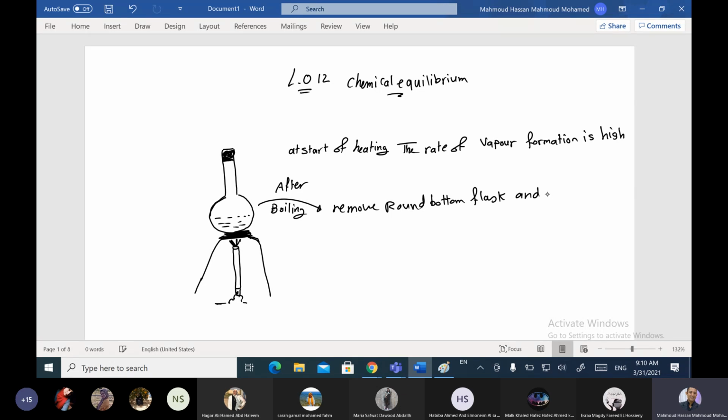and put it at room temperature. In this time, the evaporation rate was high, but after we remove it and put it in the laboratory at room temperature, we'll find the rate of condensation will increase.